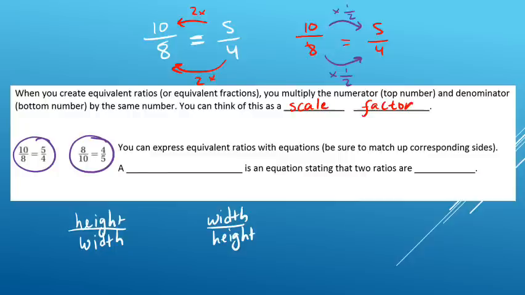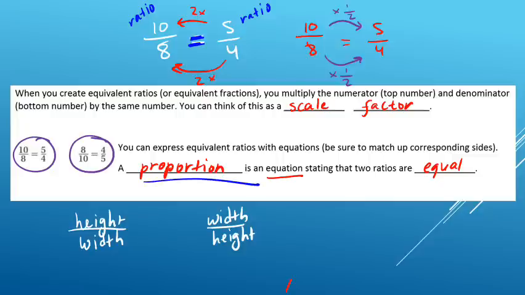But we also have a special word for that. That's called a proportion. So a proportion is an equation stating that two ratios are equal. So again, when I put that equal sign in between 10 over 8 and 5 over 4, that goes from this being simply one ratio and another ratio to them becoming equivalent ratios, or ultimately a proportion.